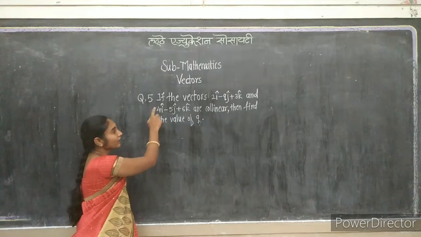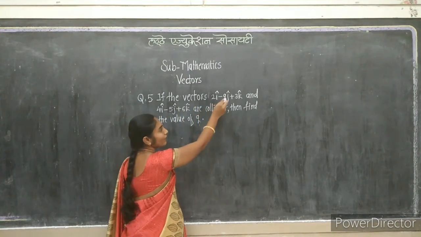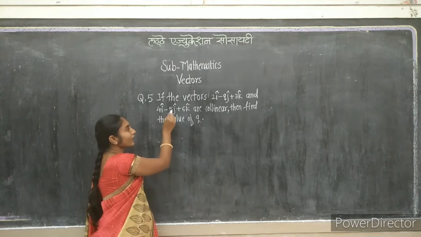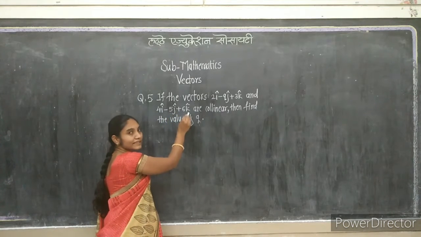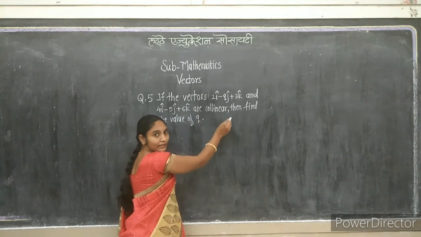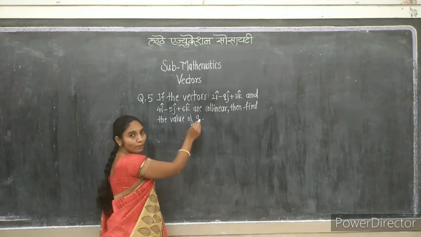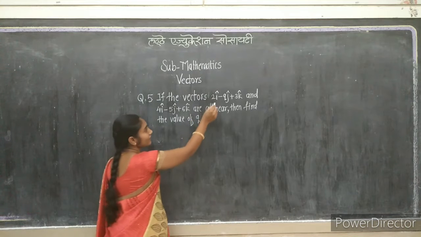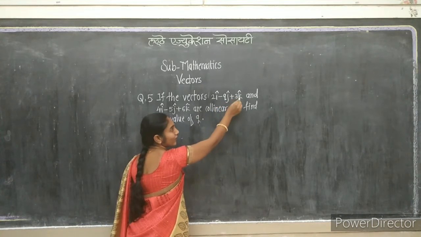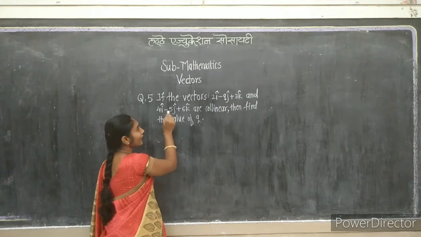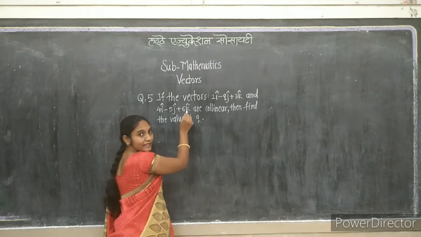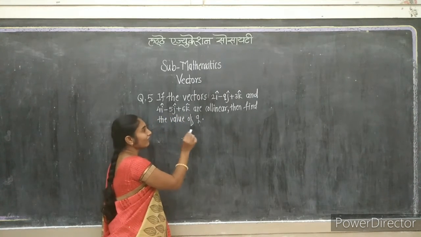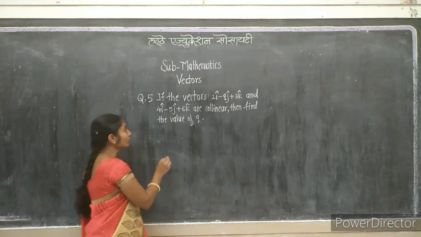Number 5. If the vectors 2i cap minus qj cap plus 3k cap and 4i cap minus 5j cap plus 6k cap are collinear, then find out the value of q. In this example, it is given that the vectors 2i cap minus qj cap plus 3k cap and 4i cap minus 5j cap plus 6k cap are collinear, and we have to find the value of q.